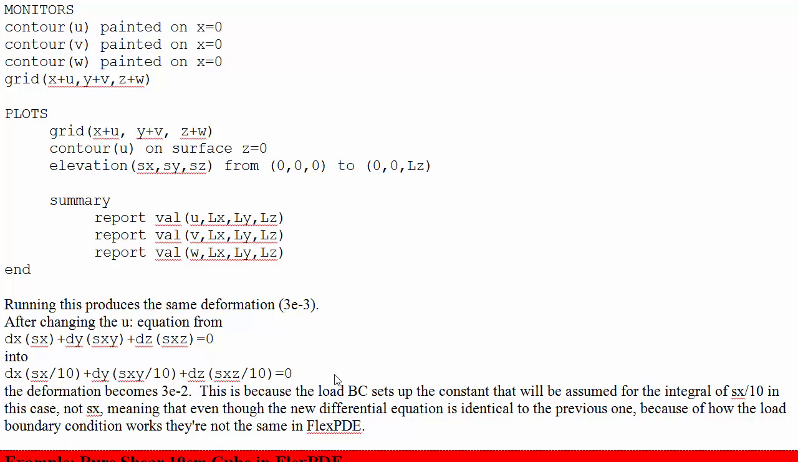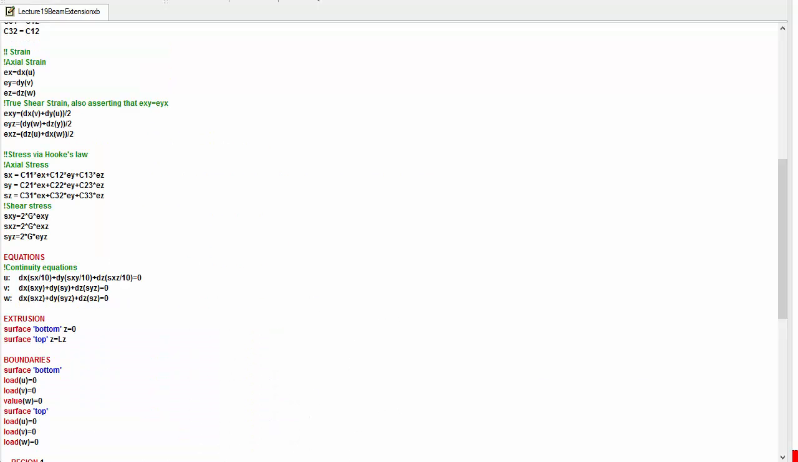Then, running this, what I get is the same deformation as before, and after changing the variable, we get in this equation to this equation. You can try that out, and the deformation goes up by a factor of 10, as you would have guessed.